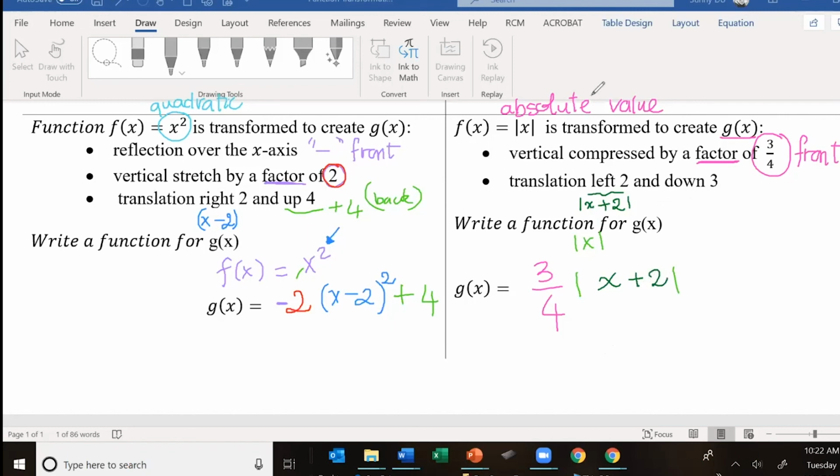And then at the end, we have an up and down. That's the easiest one, isn't it? It's just going to move your graph down 3. So that means you're going to have minus 3 at the end, in the back. So put minus 3 right there. Okay, let's double check. A number smaller than 1 means vertical compression. And x plus 2 means go to the left 2. Minus 3 at the end means moving down 3. And that's it. We have written our new function for g of x.